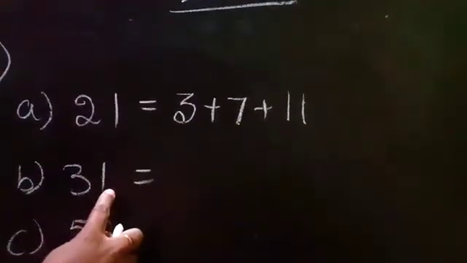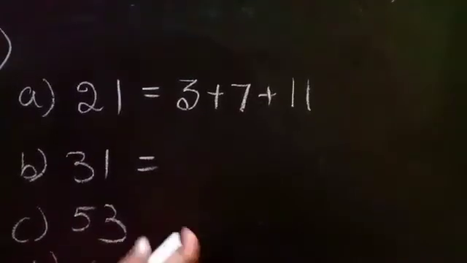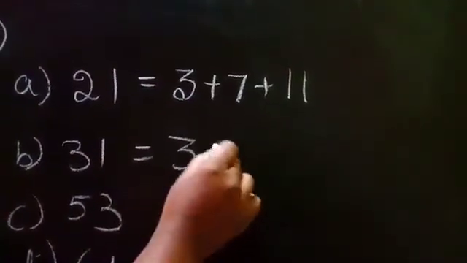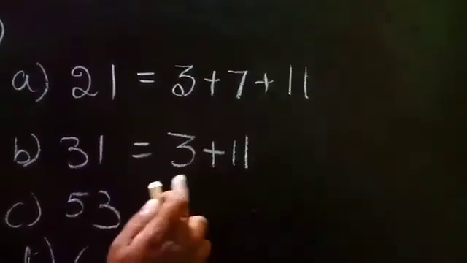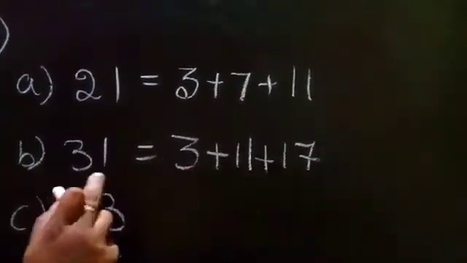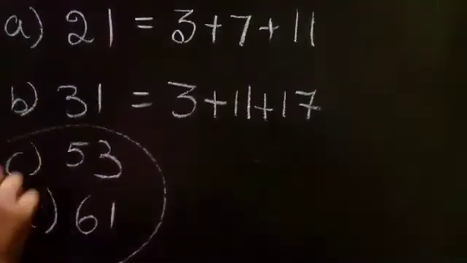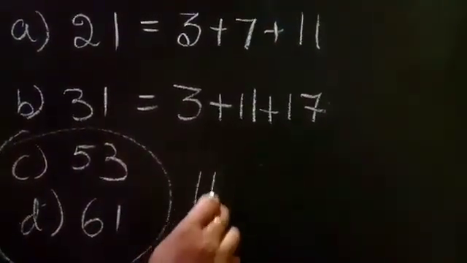Same like that, for 31 also we have to think of 3 odd prime numbers. So now 3 plus 11, I am getting 14. 14 plus 17, I am getting 31. Same way, you have to do C and D, which is your homework sum.